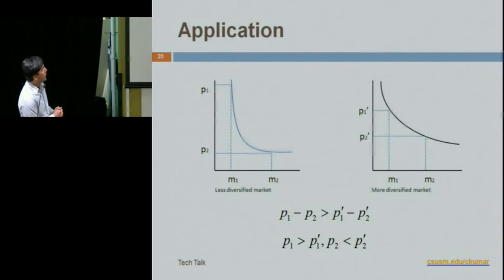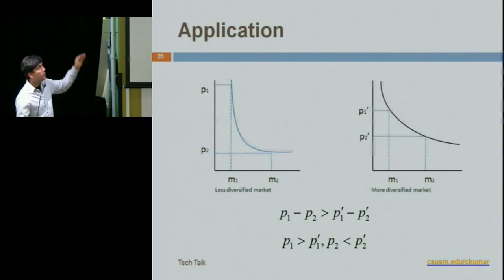In order to do that, we consider 2 markets. The one on the left is the less diversified one, which is shown by the steeper long tail. The one on the right is a more diversified market, which shows a more tapering long tail. Let us take the case of 2 objects, M1 and M2, where M1 is the more popular object and M2 is the less popular object. Now consider 2 cases. The first case is the price that you set for the online ad for M1 in the less diversified market on the left.